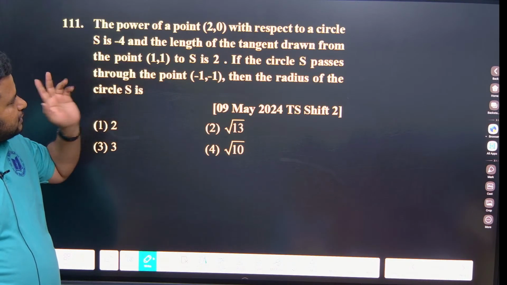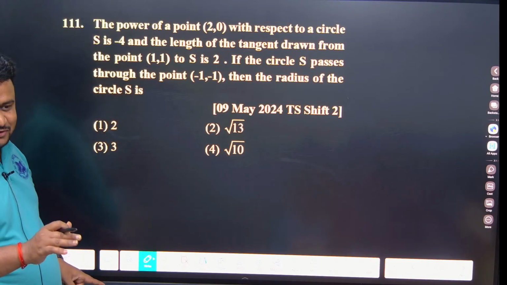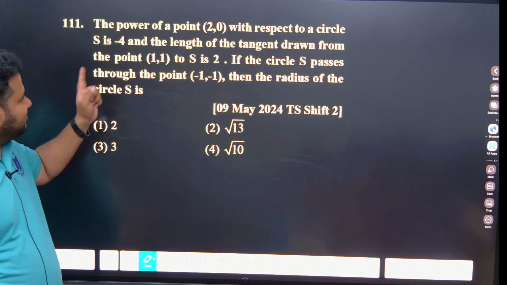Point to S is what? See, you eat, but don't tempt me to eat. Okay, don't disturb me. Okay, so S is what?